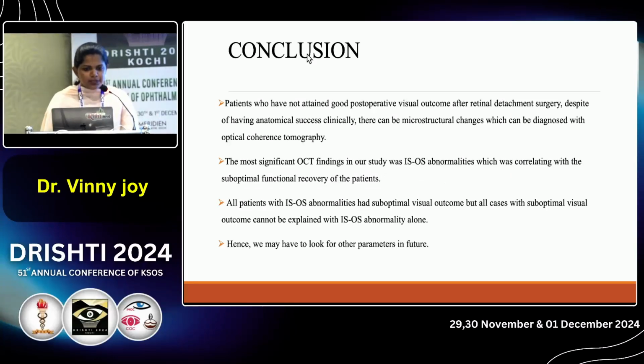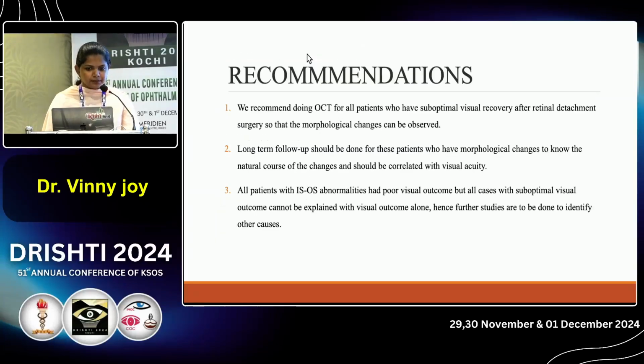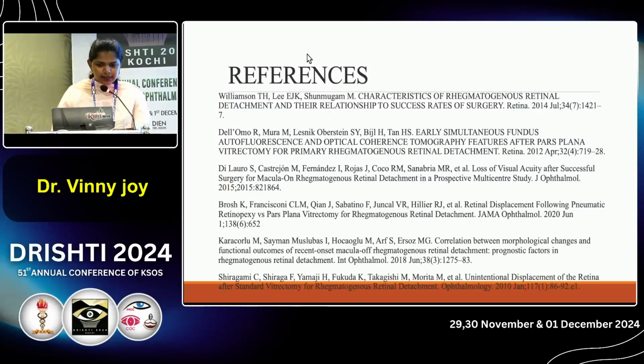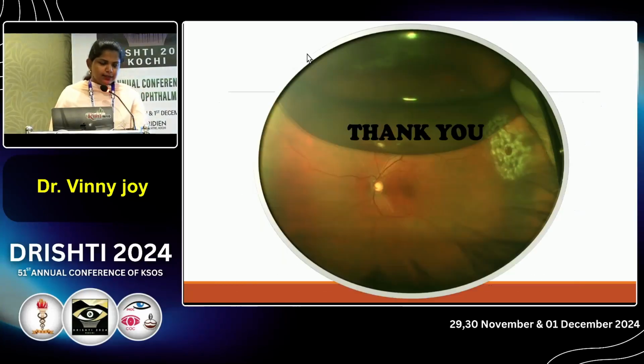So the conclusion is, in patients who have not attained good postoperative visual outcome after the retinal detachment surgery, there can be microstructural changes, and the most significant change was inner segment outer segment abnormality, which was correlating with their suboptimal visual acuity. These are my recommendations. These are my references. Thank you.